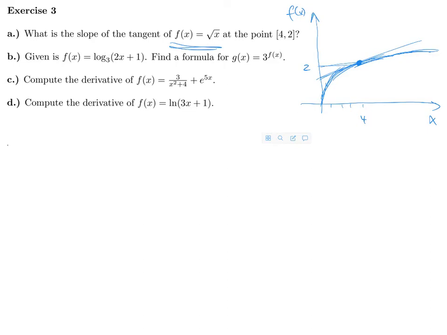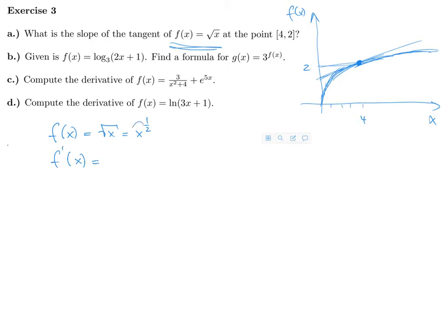Well, if we talk about the slope of a function, then we mean derivatives. So first of all, we have to compute the derivative of this function. So if f of x is square root of x, which is equal to x to the power of 1/2, then we compute the derivative for all x, and then afterwards we insert the point we are interested in. So how do we compute the derivative?